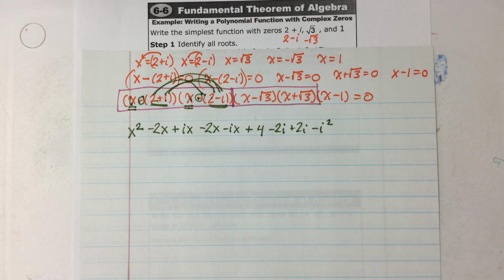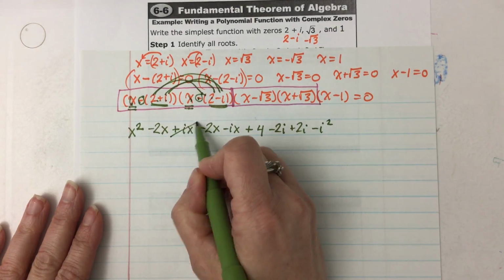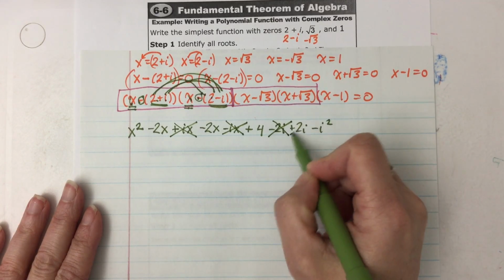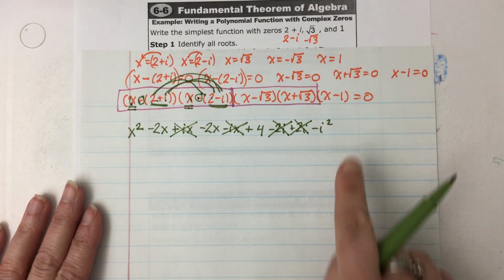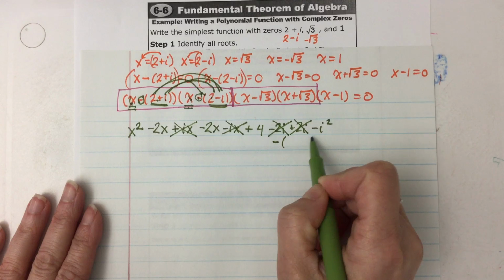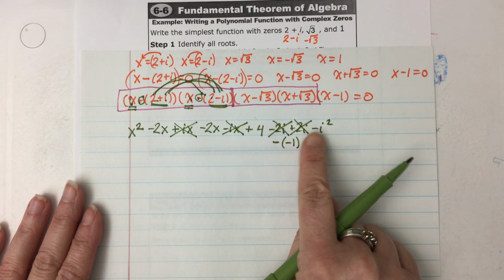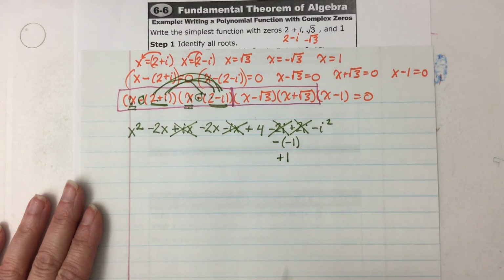These were conjugates though. If we did this correct, all of the i's should cancel. So check this out. Positive ix, negative ix cancels. Negative 2i, positive 2i cancels. Remember, i squared really has a value of negative 1. So this is negative of a negative 1, meaning it's really plus 1.